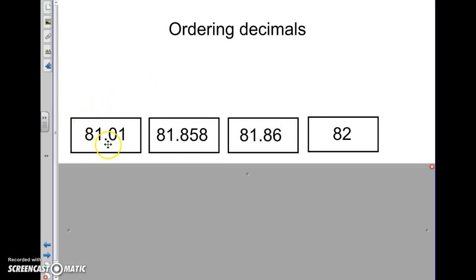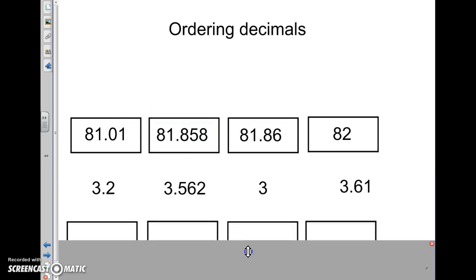So we have 81, and I'll just say 81.01 for the sake of us putting these in order. So that makes sense. That would be the smallest. There's 0 in the tenths place there. Then 81.8, that means it's larger than this one, right? 0.858. And then the next one is 81.86, which means it's going to be larger than this one because this was 0.85. And then this one is going to be the largest because in the ones place it's larger than these other three numbers.